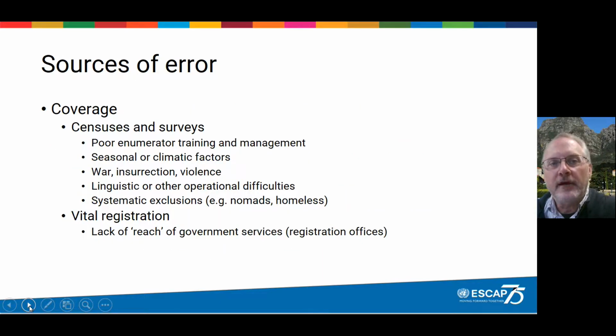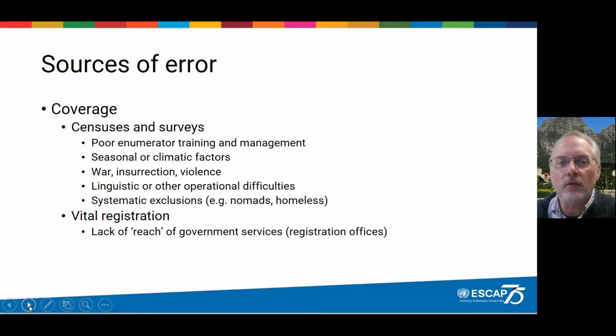When we think about how those errors might arise in the data, in terms of coverage error, which relates to the inability to fully sample and to make your data set representative of the population being studied. In censuses and surveys, this might arise from poor enumerator training and management, or from seasonal or climatic factors. A flood, for example, might render parts of a country inaccessible. There might be war, insurrection, and violence, which limits the ability to collect information from certain parts of the country.